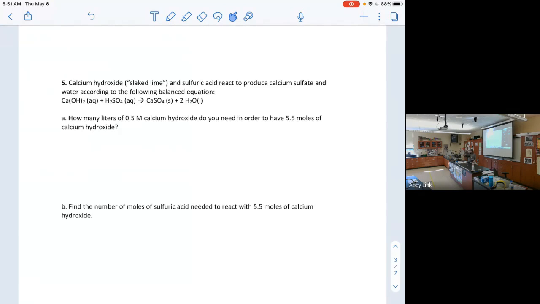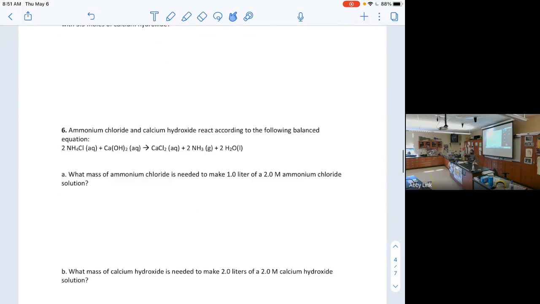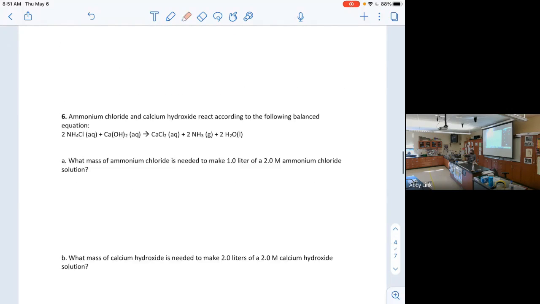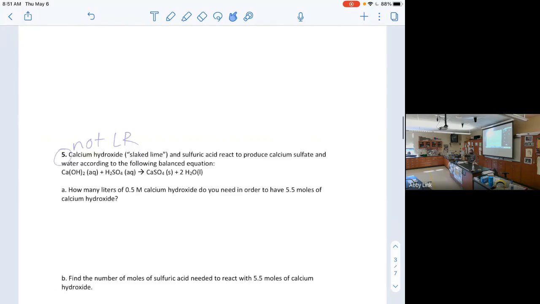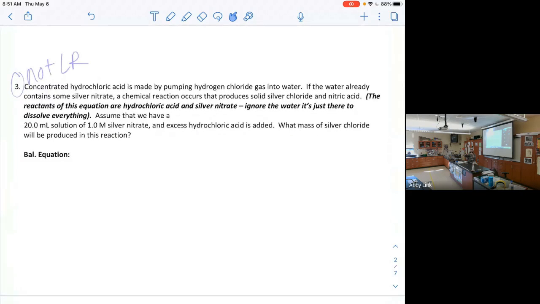All right, and then number 5 is not limiting reactant. I don't believe number 6 is either, but no, number 6 is not either. So you really only have 1 more limiting reactant there. All right, friends, let's write the reaction out for number 3, and then I will let you guys go and get started on this.